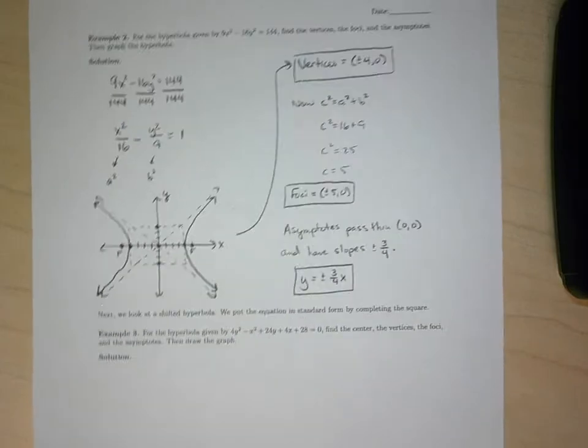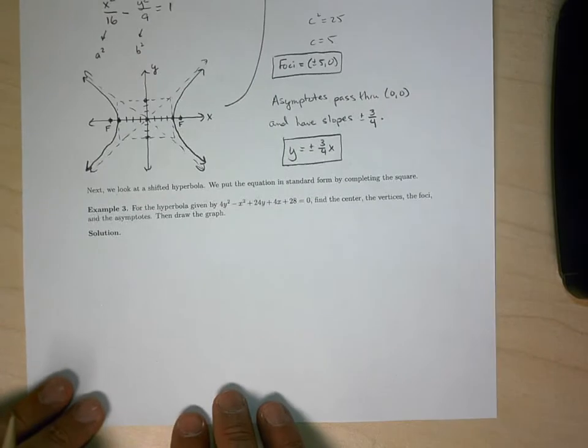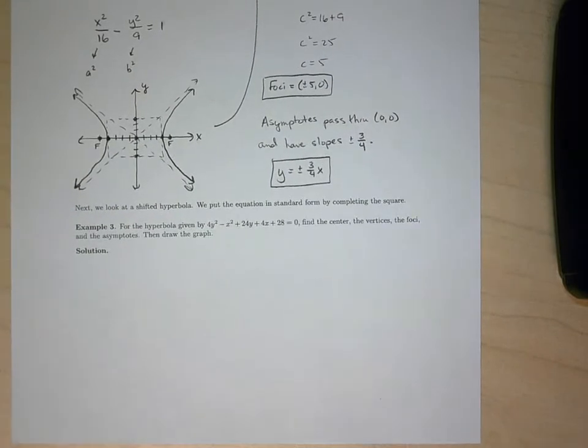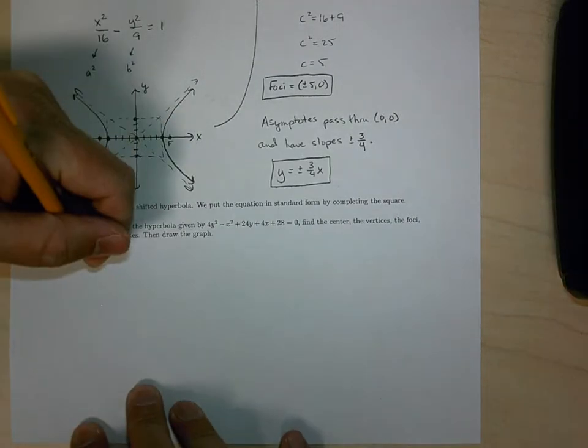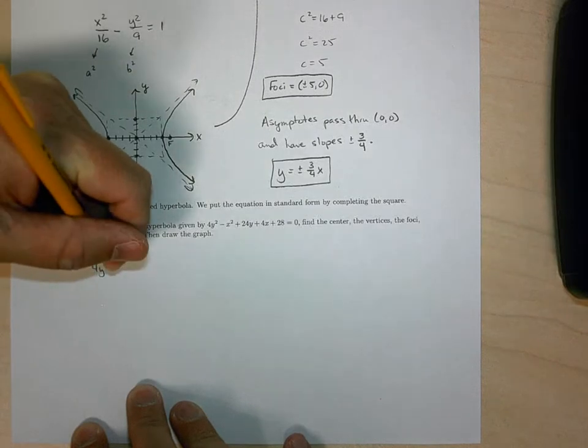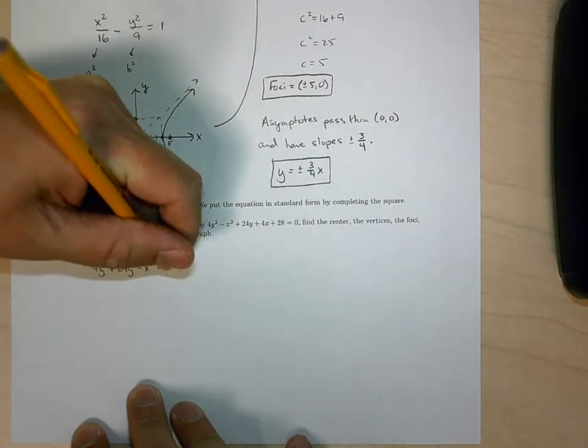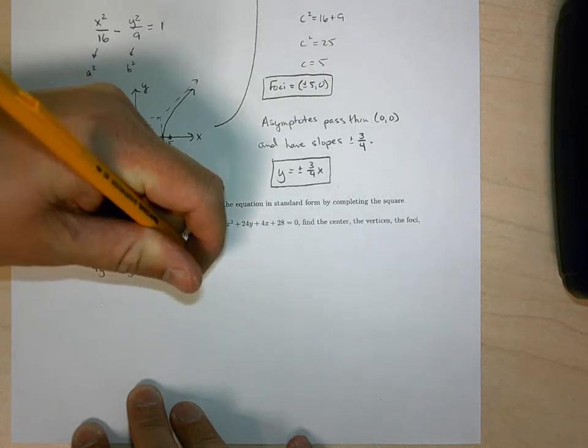For the last example in this section, it says for this hyperbola given by 4y squared minus x squared plus 24y plus 4x plus 28 equals 0, find the center, the vertices, the foci, and the asymptotes, and then draw the graph. So this equation is totally unorganized. So we're going to try to fix that by completing the square. So to complete the square, we would like to have the y's next to each other, the x's next to each other, and anything else over on the right-hand side.